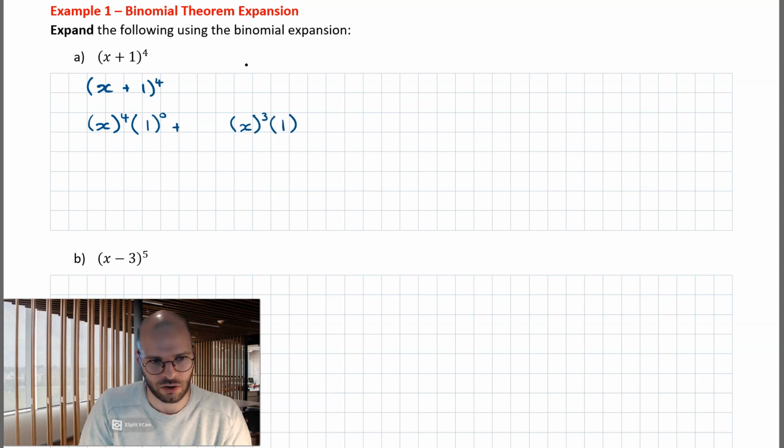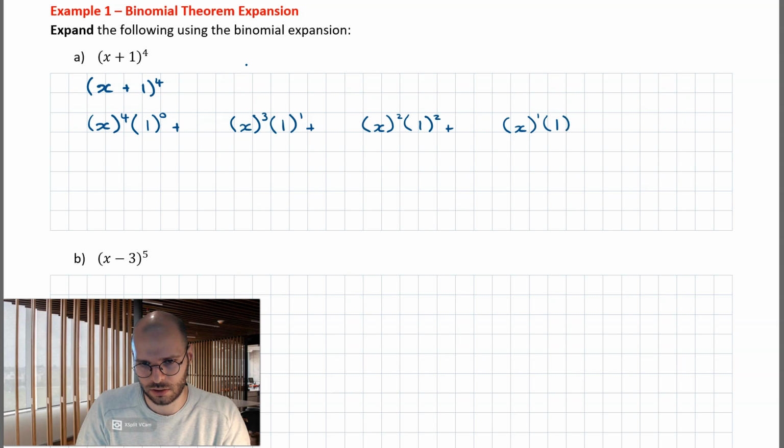1 to the power of 1, plus, leave a gap, x to the power of 2, 1 to the power of 2, plus, x all to the power of 1, and then the b, which is 1, all to the power of 3, and final gap, x to the power of 0, and then 1 to the power of 4. Okay, this is the first part of the expansion done.